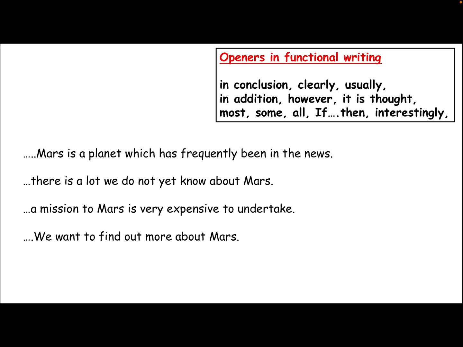Here's another interesting one. You see the one that's got if... then. So an example of how to use that is, if you have a sentence which is working like this, then you might be able to use if and then together. We might have, if you want to find out more about Mars, then you can use the internet to do some research. So that's what if then means.